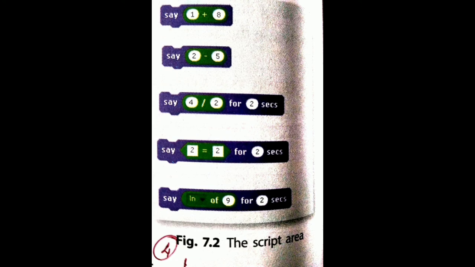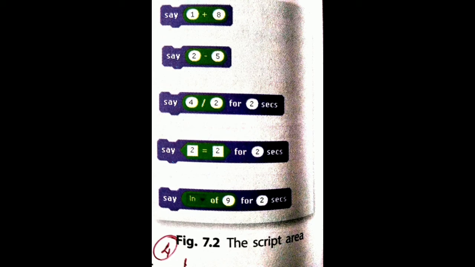And students, look at this figure 7.2. This is the script area of the operators block. In this script you can see that in the green colored blocks we can perform mathematical operations like addition, subtraction, multiplication, division, etc., and comparisons can also be done. You can see that for performing mathematical operations, for example 1 plus 8, 2 minus 5, 4 by 2, these are all mathematical operations, and these operations are performed by using the rectangular blocks.